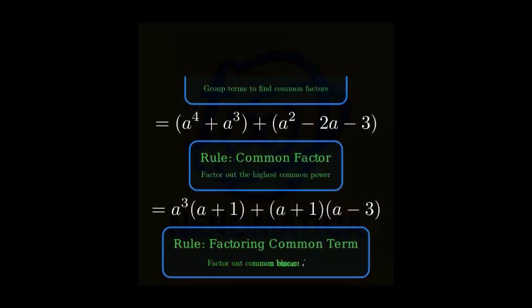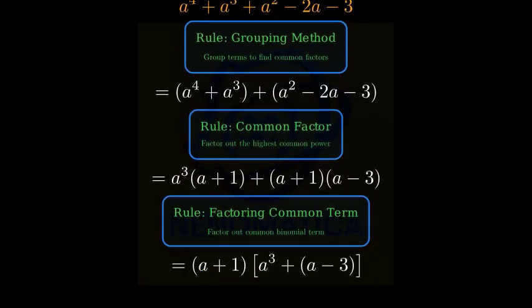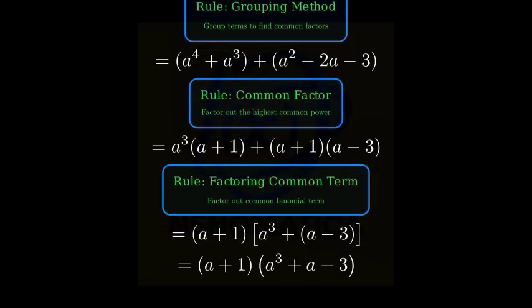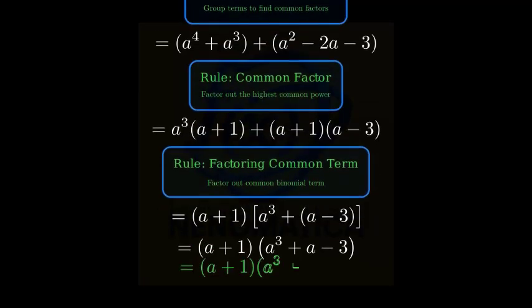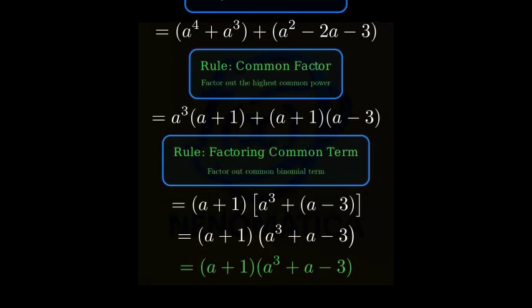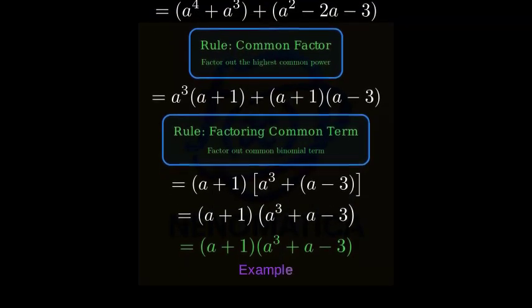Looking at our expression, we notice that open parenthesis, a plus 1 close parenthesis appears in both terms. We can factor this out to get open parenthesis, a plus 1 close parenthesis times open bracket, a cubed plus open parenthesis, a minus 3 close parenthesis close bracket. Now, we'll simplify the expression inside the brackets. We have a cubed plus a minus 3. So our final factored form is open parenthesis, a plus 1 close parenthesis times open parenthesis, a cubed plus a minus 3 close parenthesis. Let's move on to our second example.